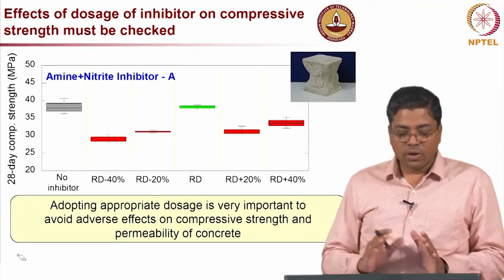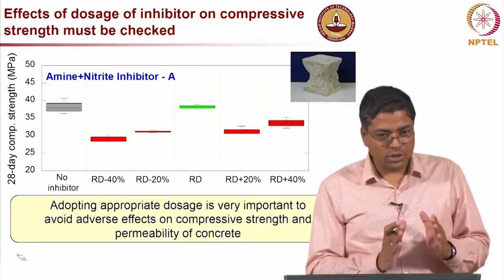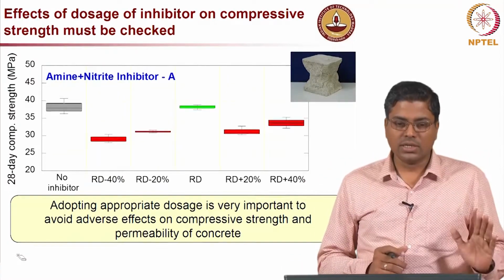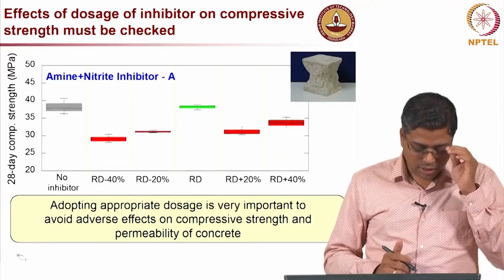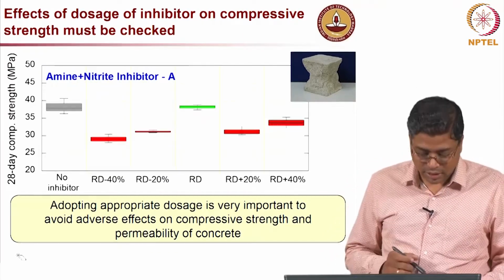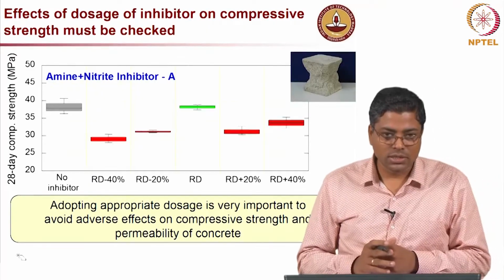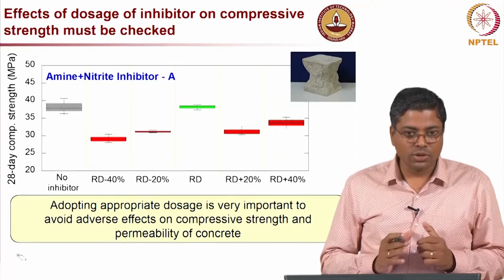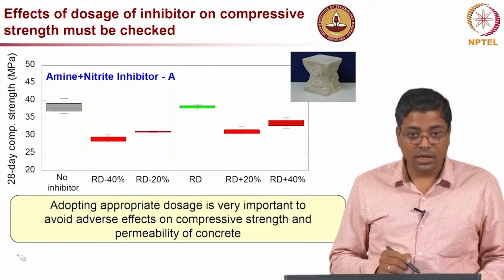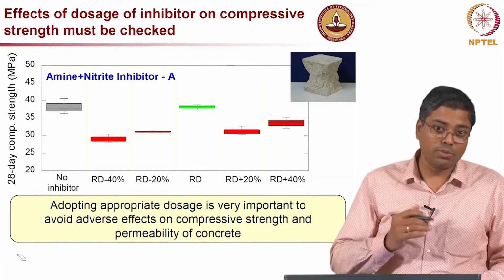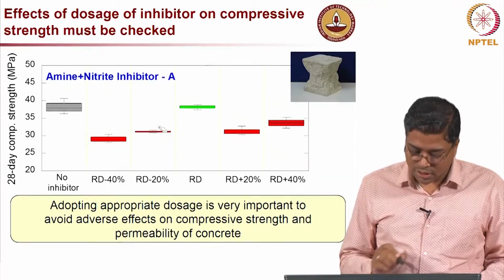Now, when we go for the inhibitors, earlier I showed results on corrosion properties. We can very clearly see that the corrosion resistance can be enhanced, or the chloride threshold is enhanced. However, if you do not have an optimum dosage, or if we change the dosage, it can actually change the compressive strength and other durability and transport properties of the concrete. I am going to show a little bit of that.